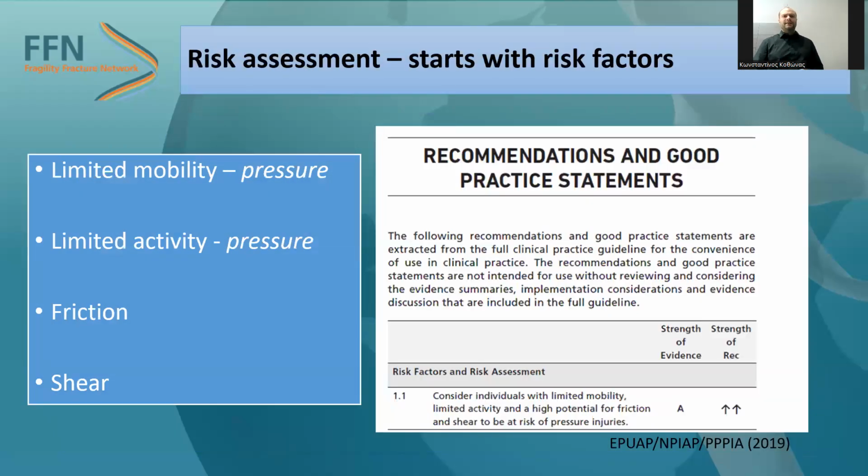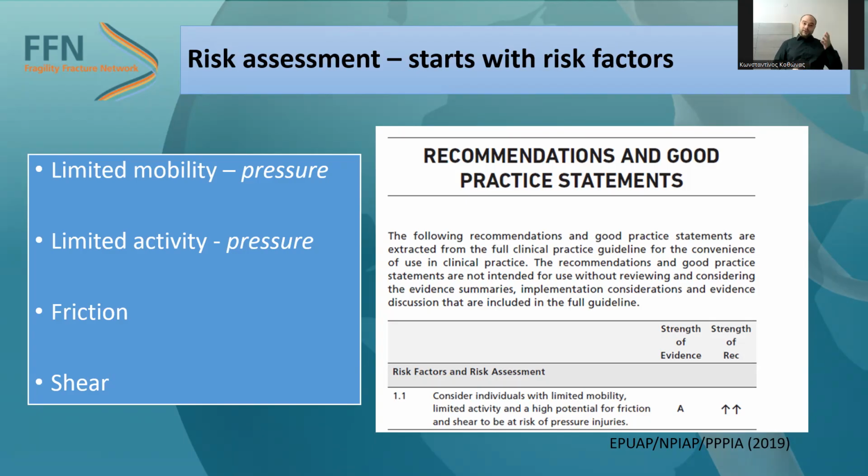The international guidelines tell us that patients with limited mobility, limited activity, and high potential for friction and shear should be considered at risk of pressure ulcers, just as we outlined in the first section. This includes all patients admitted to hospital with a hip fracture who are subjected to significant pressure, friction, and shear. Pressure ulcers are a common complication of hip fractures and hip fracture surgery.